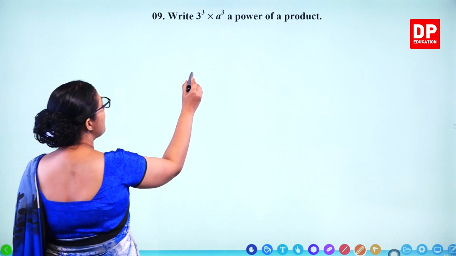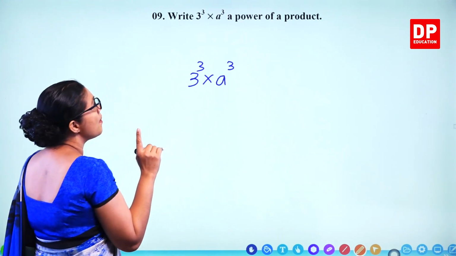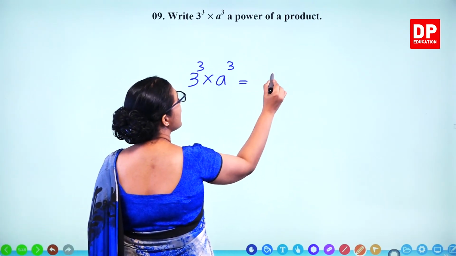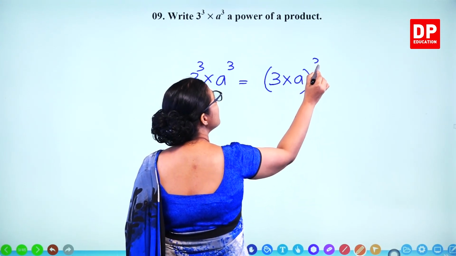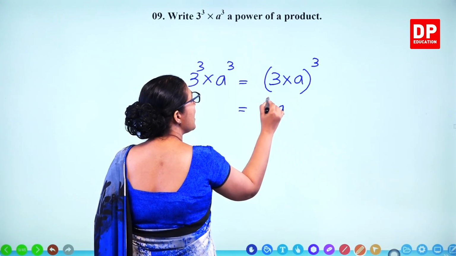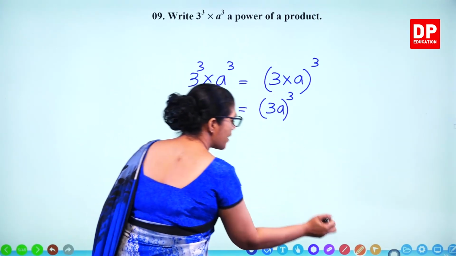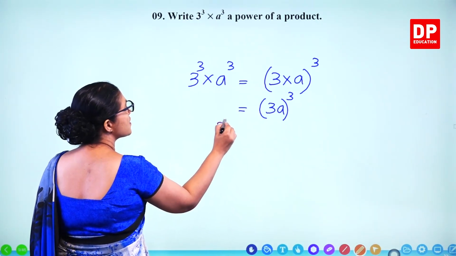Write 3 to the power 3 and a to the power 3 as a power of a product. Same power, I can write 3 times a, whole thing to the power 3. Or I can write without the multiplication sign, 3a whole thing to the power 3. So power of a product. 2 marks.